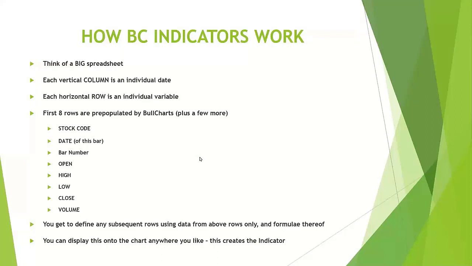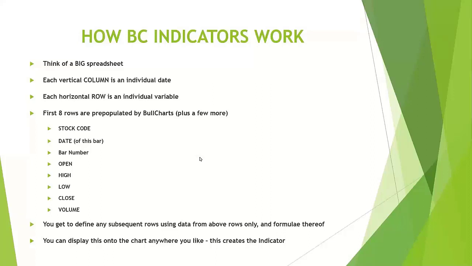Once we've got our minds around how that is set up, we then should think about how we want to calculate variables and values that are pertinent to the analysis that we want to do. And that's what gets defined below this top stuff. You, as the writer of the indicator, can define any row you like, give it a name, give it a formula, define what it is, and you can create that variable as a row within this big spreadsheet. Important, you can only use data that's above you in the spreadsheet. So this is just exactly like an Excel spreadsheet. Until you've defined something up above, you don't have the ability to use it further down.